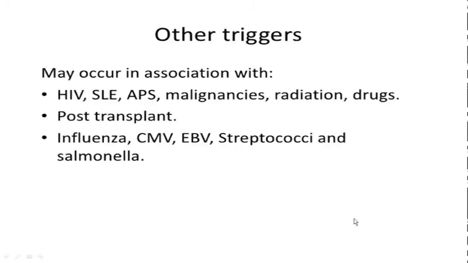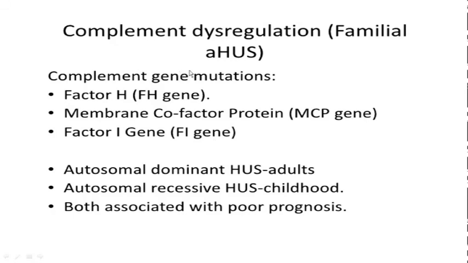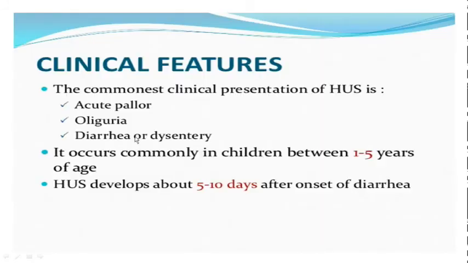Other triggers can be connective tissue disorders, drug induced causes, influenza, CMV, or Salmonella, or post-transplant. And there is an entity called complement dysregulation that can be another familial cause for atypical HUS, where complement gene mutations lead to alternate pathway activation and lysis of the platelets.